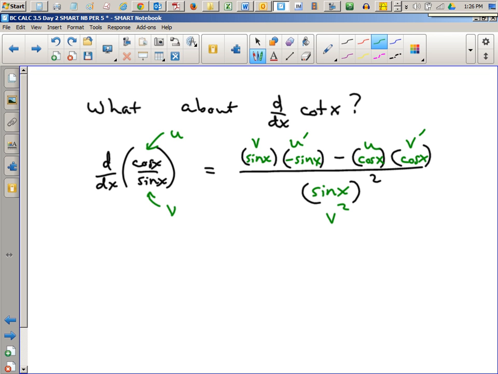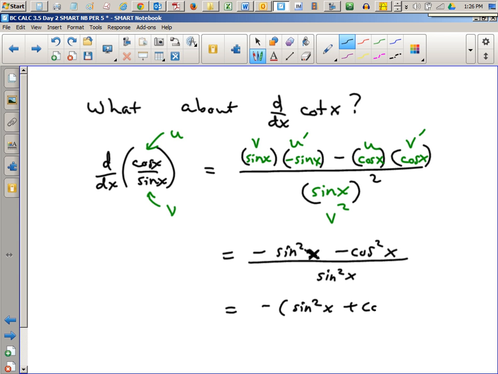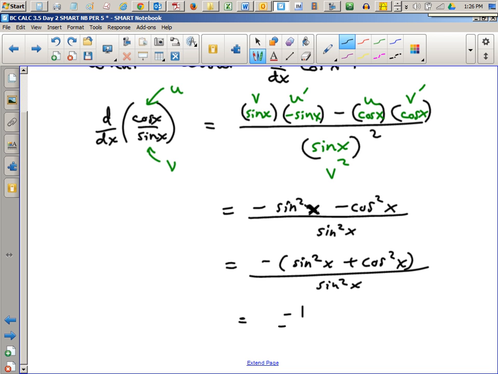So, on the top we have negative sine squared x and a negative cosine squared x all over sine squared x. And if you factor out the negative, you can see that this is really just the Pythagorean identity, sine squared plus cosine squared. Okay, so the top is negative 1, the bottom is sine squared x. We can interpret this to mean negative cosecant squared x. Final answer, let's go back and put that into our known facts table.